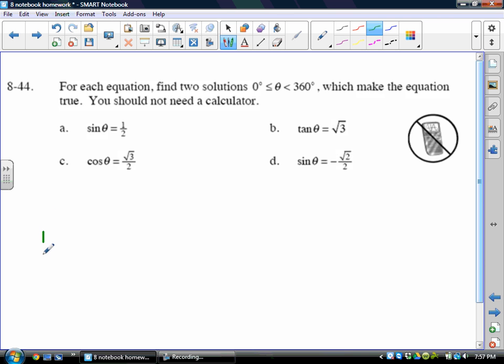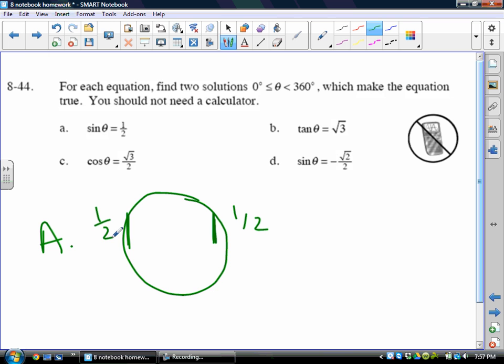Okay, so part A. Sine of an angle is 1/2. I'm going to draw my circle. And sine is the height, and it's positive. So either I'm over here at 1/2, or I'm over here at 1/2. So I need to find out what these angles are. There should be two of them.